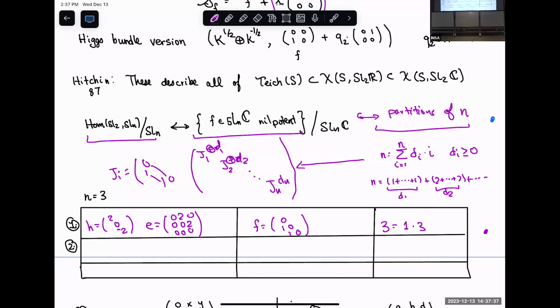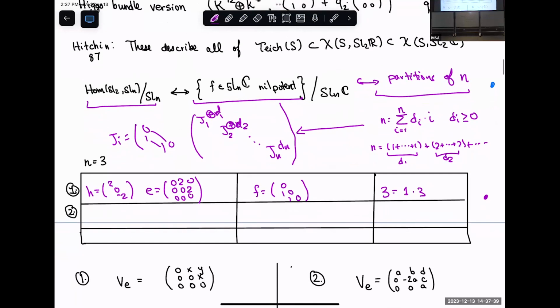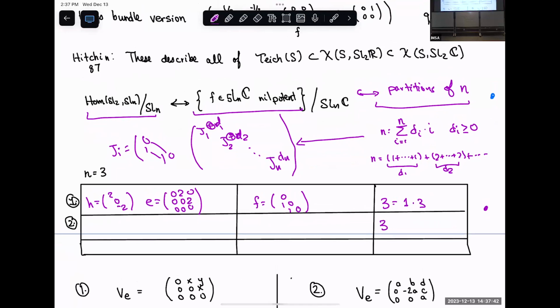Okay, so that's the principal one. There's another one, and so there's 3, which is 1 times 2 plus 1 times 1. Okay, so this is one non-trivial Jordan block, so it's 0, 0, 1, 0, which is conjugate to that nilpotent matrix. And I chose this one so that the eigenvalues of my H are decreasing. So my H in this case is 1, 0, minus 1, and my E is this one.